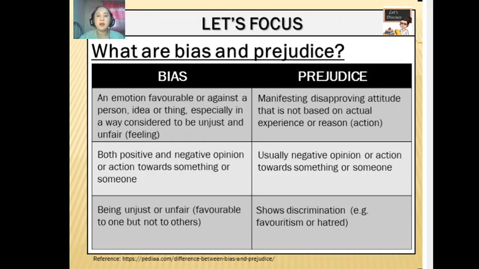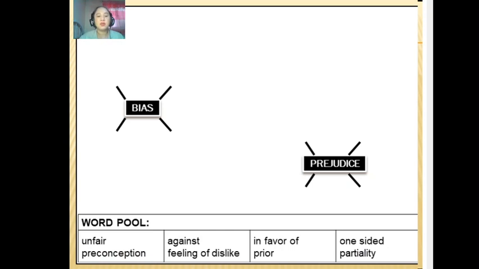To further elaborate on this, let's do this activity. On the box below, we have the word pool here. And let's relate it whether it is bias or prejudice. Let's do the first one. What do you think unfair is? Is it related to bias or is it related to prejudice? If you say that unfair is related to the word bias, then you are right. How about preconception? Yes! Preconception is prejudicism or being prejudiced.